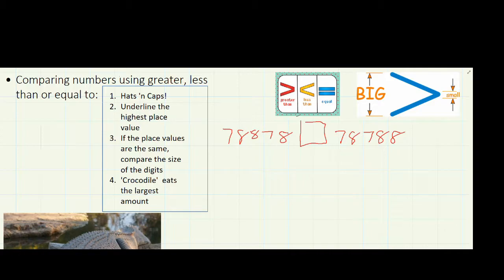Okay, well let's go step by step. Let's make sure we get this right. So we put our hats and caps in to make sure that we identify how many place values there are. Now I've made a mistake straight away. I wonder if you can find it yourself. I didn't carefully enough identify the place values of each number, because I squidged the numbers together to make sure I could get a larger number in.